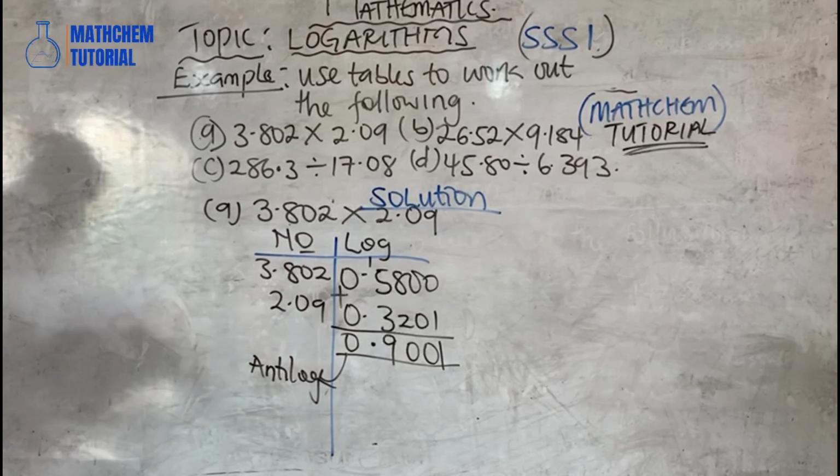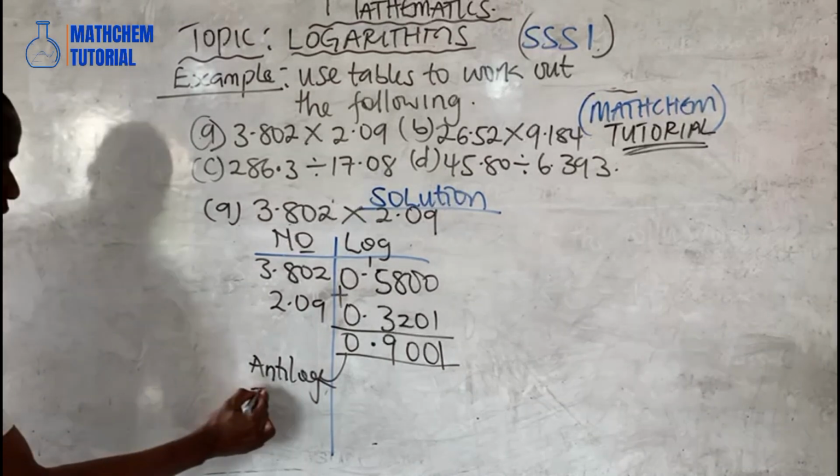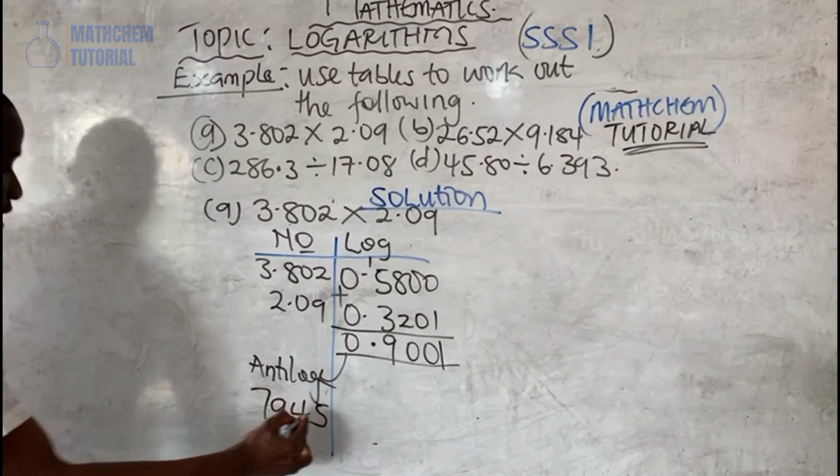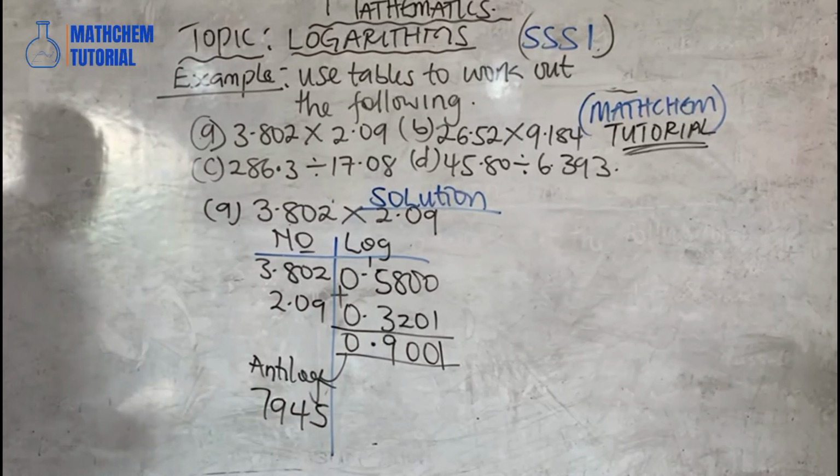So checking here, under my anti-log, I have 0.90 under 0 as 7943. I have my 7943. Difference what? Difference 1. My difference 1 here is 2. So that will be 7943 plus 2. And that is 7945. So I have my 7945 here. Now, where will I put my decimal point?